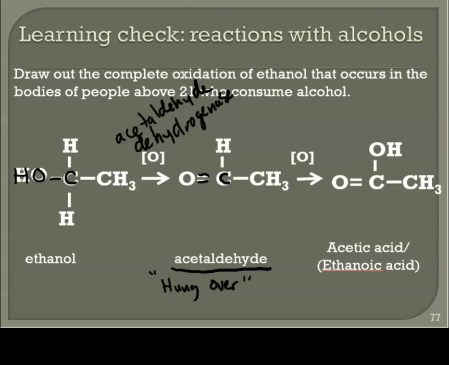Our next process is an additional oxidation. You can see that carbon has 1, 2, 3. So we go from 2 carbon-oxygen bonds to 3 carbon-oxygen bonds. And this is the additional oxidation into acetic acid. Acetic acid is actually more easily eliminated from our bodies, and it doesn't usually stick around in our blood as long.